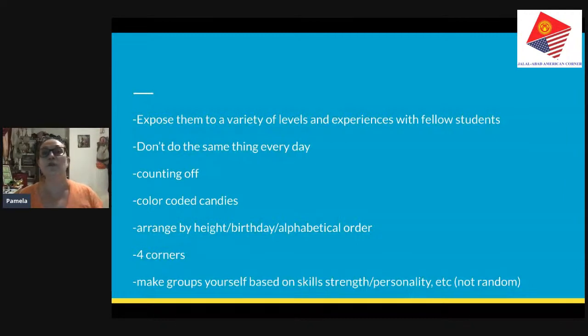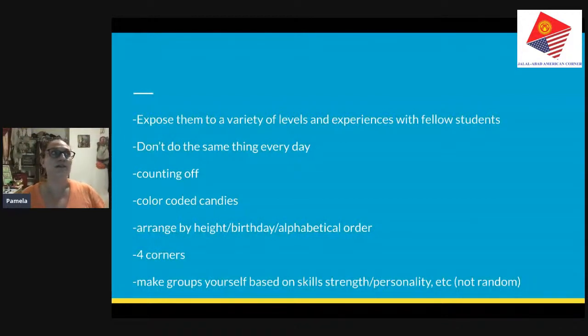So if you want 4 groups, for example, you will have them count off. The first person says 1, the second one 2, the third one 3, 4, and then you start again. The next student is 1, 2, 3, 4, and then 1, 2, 3, and then say all the 1s go to this corner. All the 2s go to this corner. All the 3s go to this corner. All the 4s. And then it's going to be completely mixed up based on level, because it's not who their friends are. It's not who they are comfortable with. It's just based on the number.